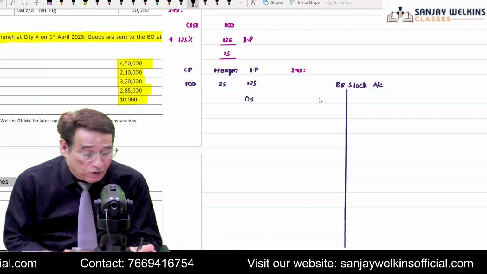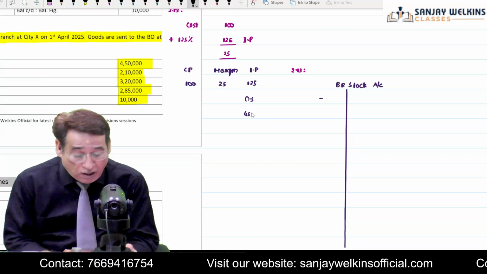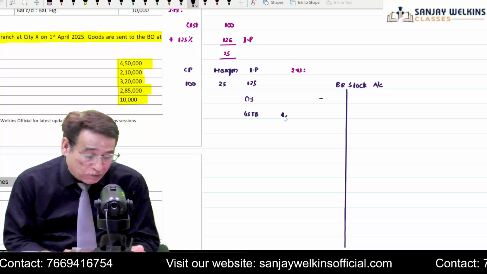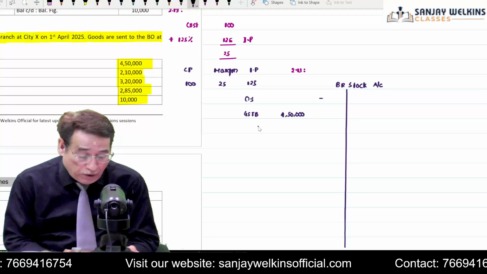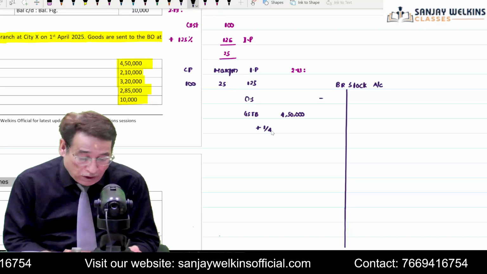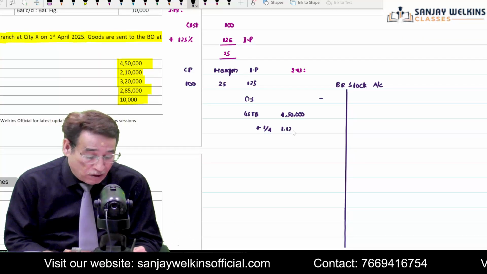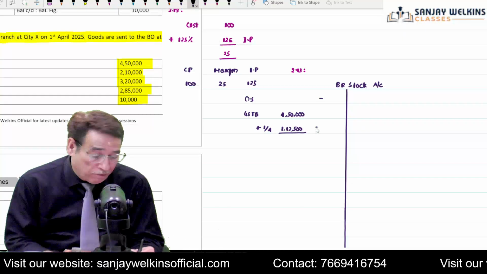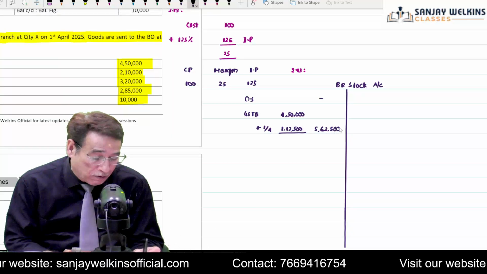Opening stock in this particular question cannot be there. So goods sent to branch. I told you earlier goods sent to branch is actually at cost price, and the cost price is 4,50,000. And rate of loading on cost will be 1 by 4. So you are going to apply 1 by 4, it will be equal to 1,12,500, and 5,62,500 will be the invoice price of the goods sent.